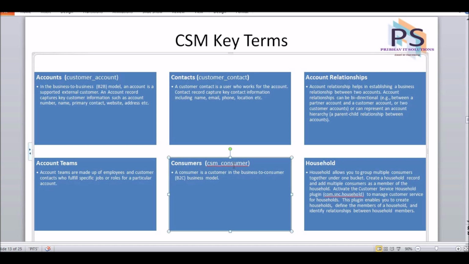Think of a scenario where we are buying a product from Amazon. Amazon is one supplier. If we are directly buying a product from Amazon, we are listed under their consumers category. This model is called business to consumer, B2C. In the same way, if a retailer is buying a product to resell it further, that retailer is listed as an account to Amazon, and that model is called B2B, business to business.